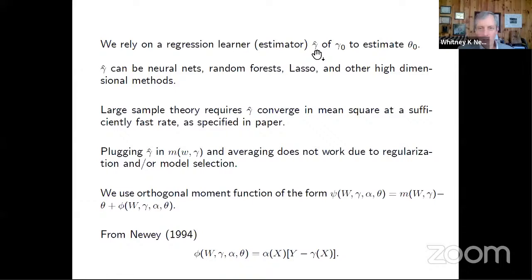First step, the regression can be anything: neural nets, random forest, lasso, any other high-dimensional method. Large sample theory requires gamma hat converging in mean square at a sufficiently fast rate, as in the paper. Plugging in doesn't work here for any of these. What we use is the orthogonal moment function, which adds the bias correction. Here's the identifying moment function, m of w, gamma minus theta. The thing that you add is alpha, the Riesz representer, times the regression residual. The Riesz representer times the regression residual is the thing that debiases.